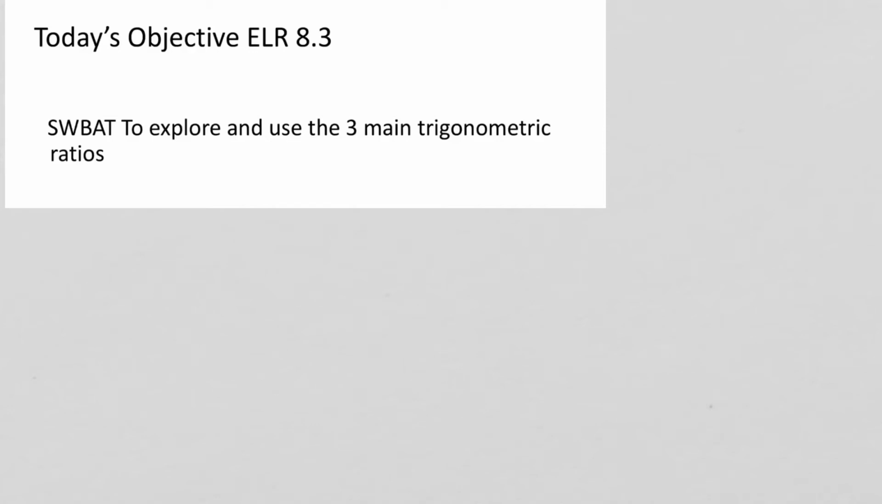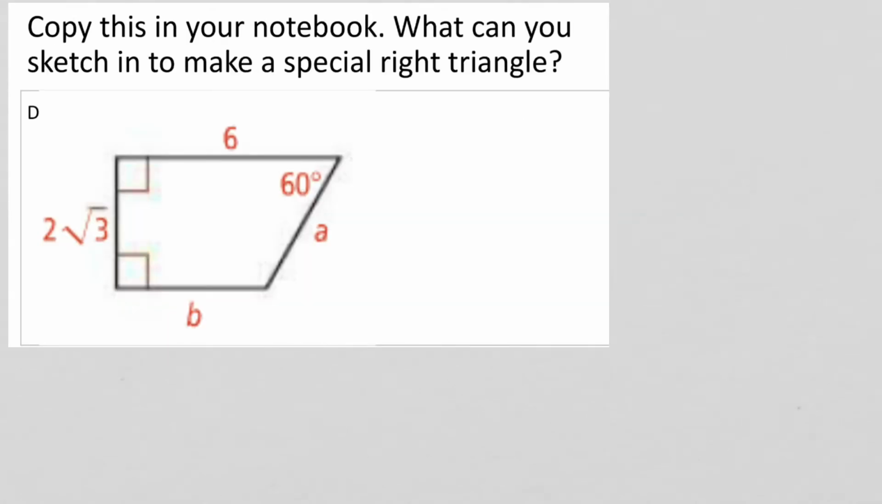Okay, today's objective is ELR 8.3. This is an important topic. We're going to be exploring and using the three main trigonometric ratios that we get from a right triangle. All right, so let's get started. I want to just practice a couple of things of special right triangles before we get into 8.3.